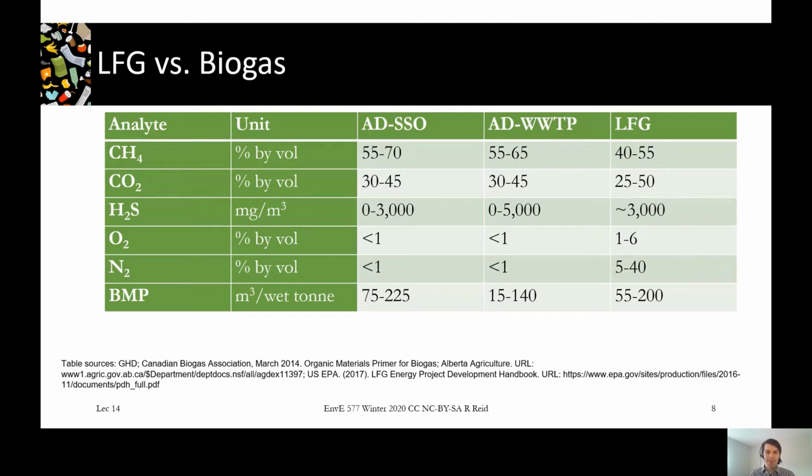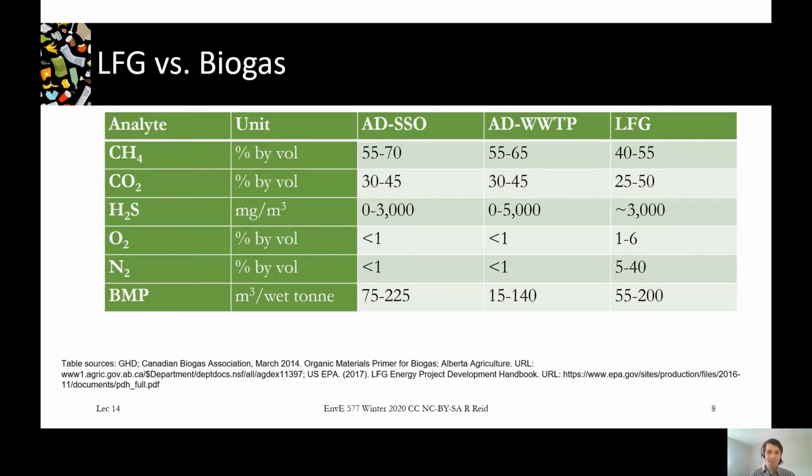So this table on screen summarizes some of the main differences. The two columns on the left are for AD. The leftmost one is from source separated organics. And then, as I mentioned in the AD unit, AD has been applied to wastewater sludge for a lot longer. So that's what wastewater sludge looks like, and you can imagine if you did co-digestion, it'd be somewhere between the two. And then on the far right is what landfill gas looks like.